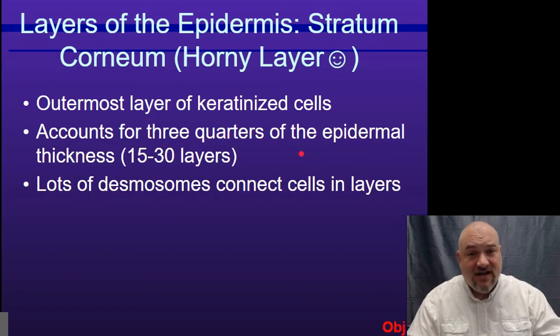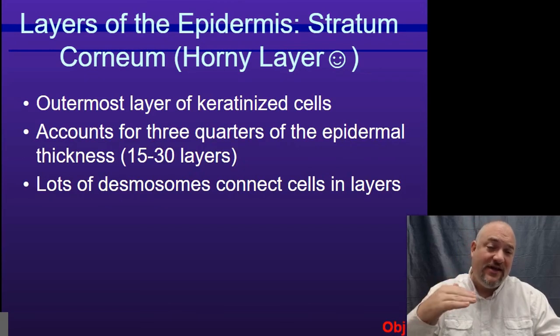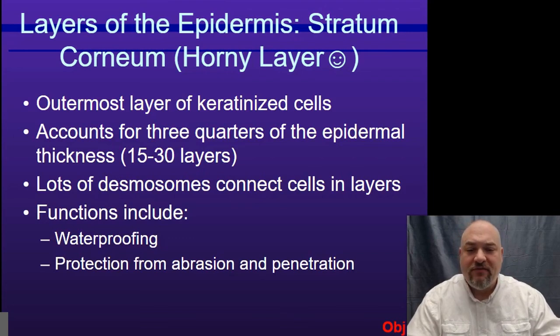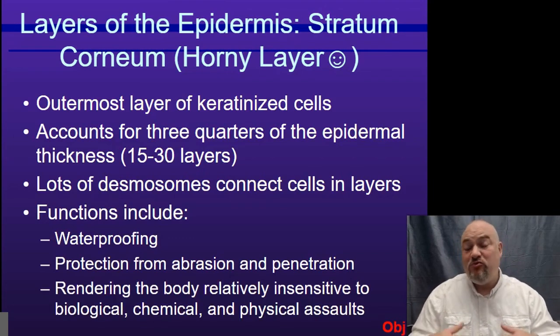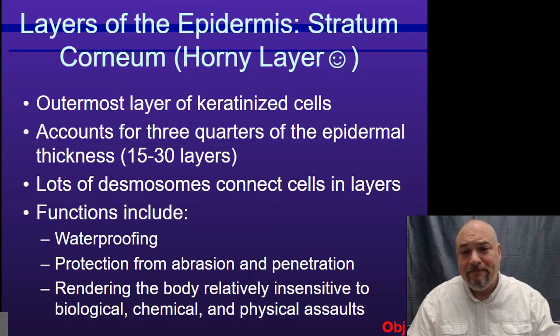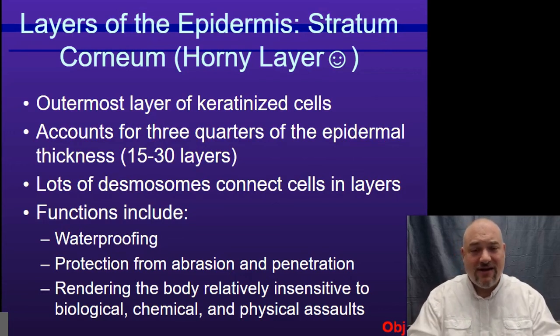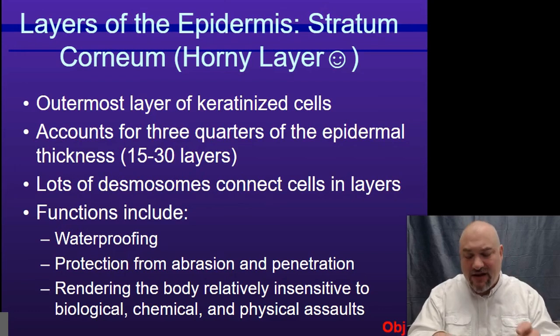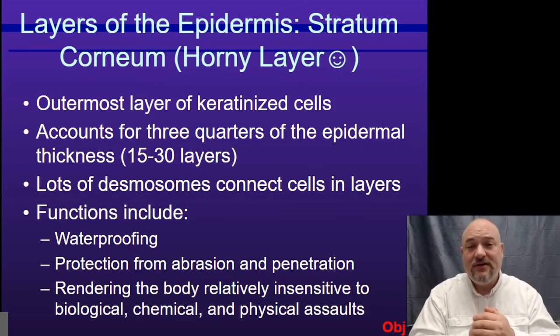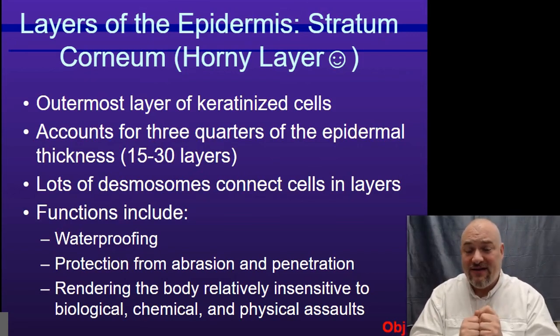Lots of desmosomes connect some of the layers, so they're nice, tough layers. They help not only make the cells themselves tough, but they're held together toughly. Is that a word? I don't know. So it provides waterproofing, protection from abrasion and penetration, and it renders the body relatively insensitive to biological, chemical, and physical assault. Obviously, not impervious, but it's a pretty tough membrane. Most bacteria and viruses can't get through it. You need a cut for those to even think about getting through your skin. So intact skin is a really good barrier against infection. And really, that's why with all this coronavirus stuff, we're wearing masks and goggles, because these are the areas where it can get in and get past that epidermis.